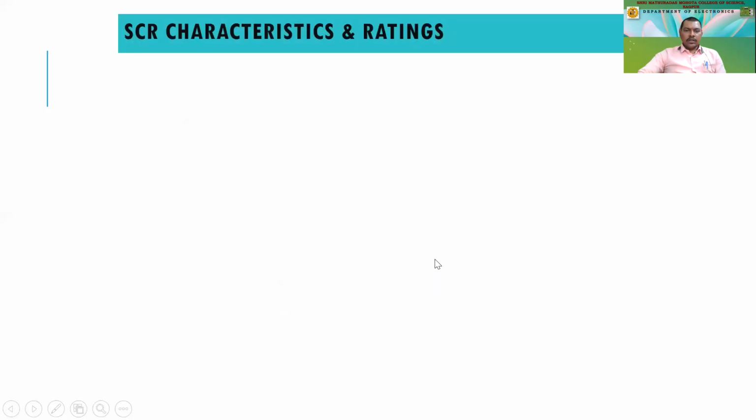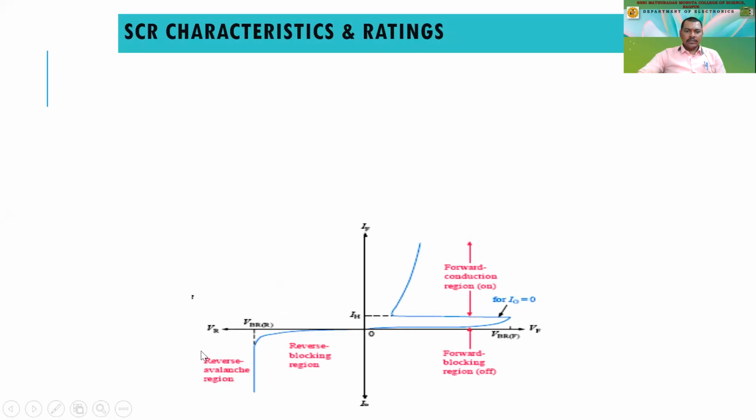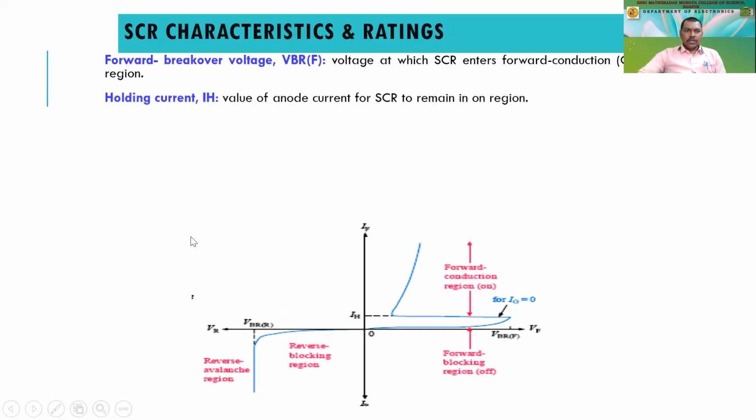Okay, so this is the circuit of that, and these are the characteristics of SCR. Some of the characteristics: forward breakover voltage, the voltage at which the SCR enters forward conduction, that is the on region. Holding current is the value of anode current for the SCR to remain in the on region. Then gate trigger voltage, the value of gate current to switch the SCR on.